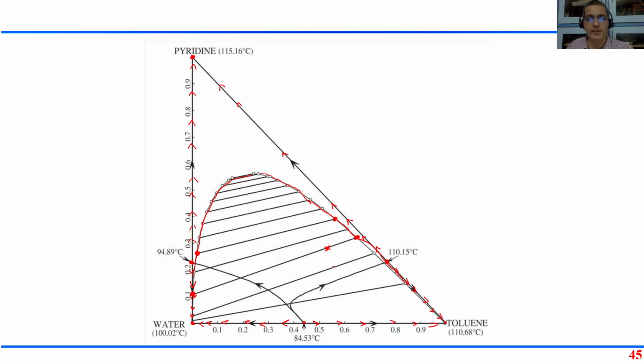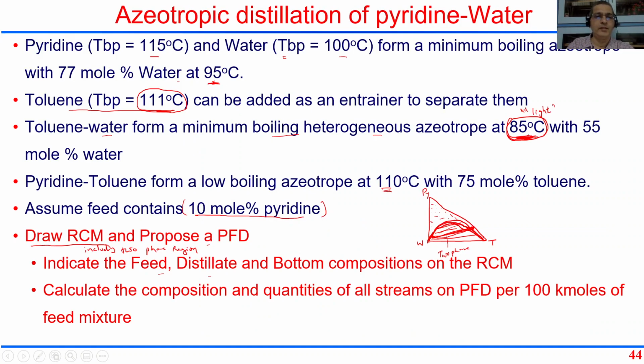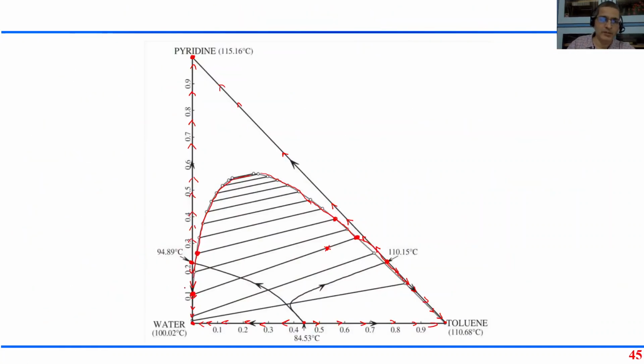Okay. Now with this residue curve map, you tell me how we are going to do the distillation. What is our feed? Feed is 10 mole percent pyridine. That means this is our feed here. Our feed is here. Now how are we going to do this? Pause, think about it yourself.